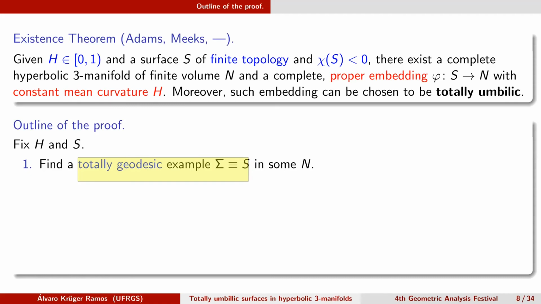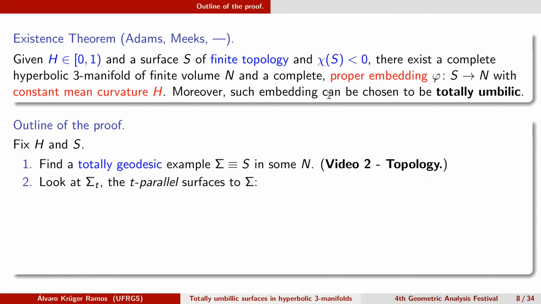First, we find a totally geodesic example in some hyperbolic three-manifold of finite volume. This would be more or less proving the h equals 0 case. And this is going to be in the next video, which is basically a topology video. It's more focused on topology.